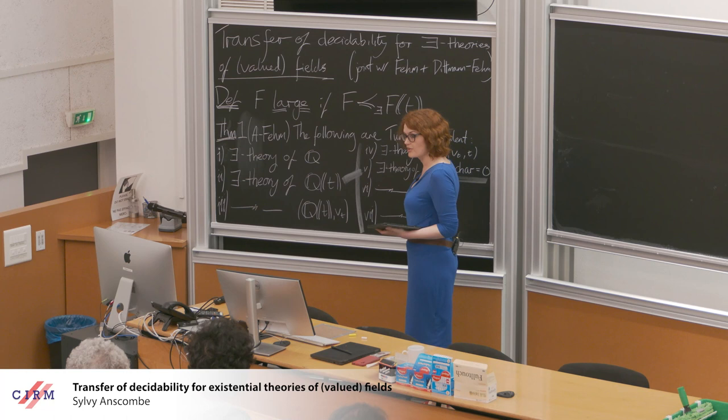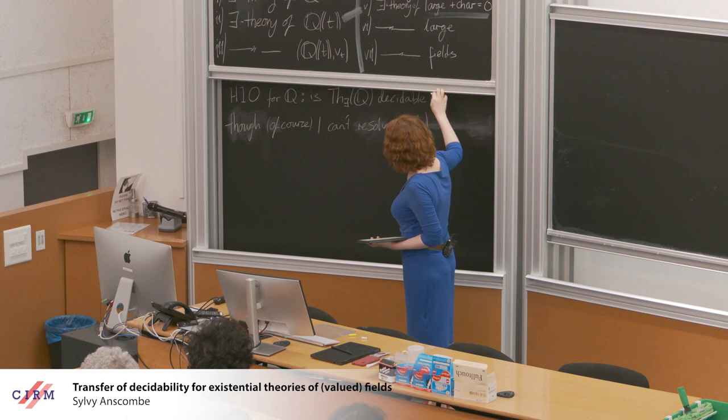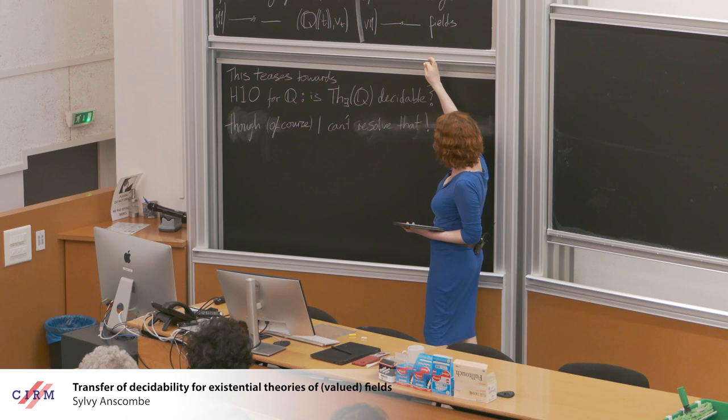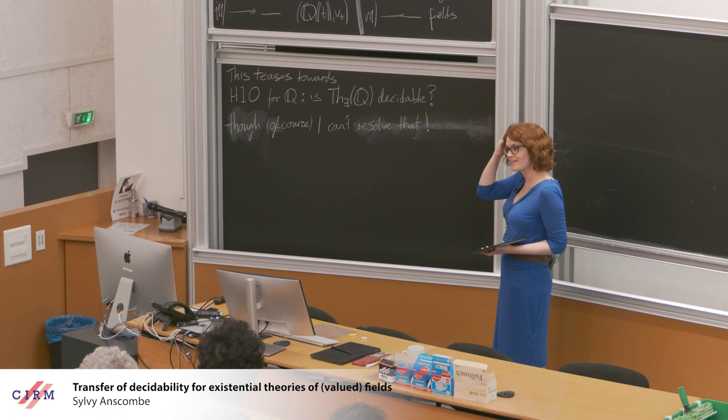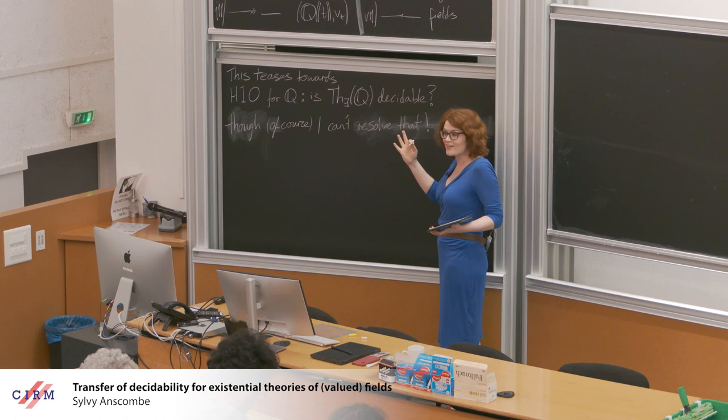Okay, so of course this teases towards, talking about the existential theory of Q, teases towards Hilbert's 10th problem for Q, which is the question of whether that existential theory is decidable, but I'm sorry to spoil the punchline. Who was it that said this isn't a surprise or this isn't a magic trick? I won't be able to resolve anything there definitively, of course.